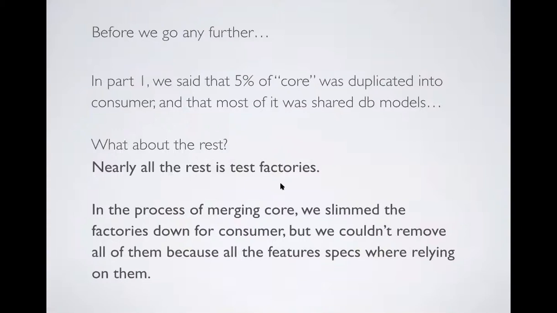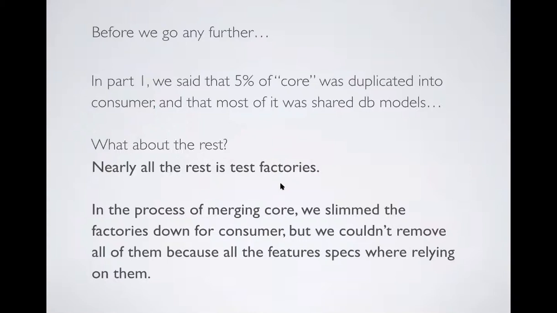In the process of merging core, we slimmed the factories down for consumer, but we couldn't remove all of them because all the feature specs were actually relying on them, and I'll explain it. So we had these test factories, and of course we've been talking mostly about production code, which is something you see quite obviously because you have features, you try to break them down, and you see what is dependent on what. But factories, well, you just run tests, and you hopefully have a good setup. In this case, we had factories that were relying on these shared database models, both in consumer and RAD. And consumer had a lot of feature specs, which are gold for us because they tell us what this application is about. It was a good way for us to look at the features, but it was very painful to slim them down. We managed to remove the things we didn't need, but we left some there because they were just needed.